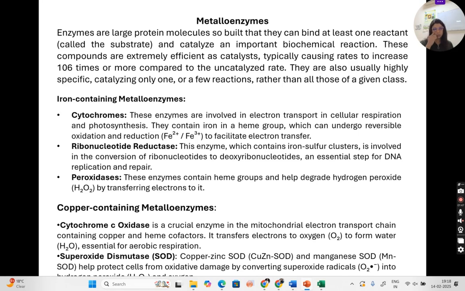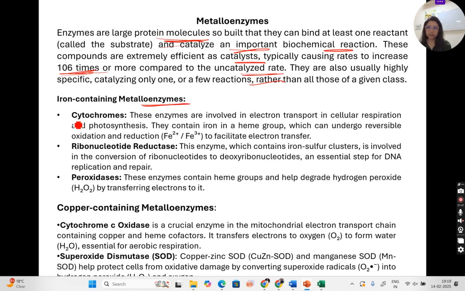So here is another topic, which is metalloenzymes. They are simple topics. We just need to memorize them to get the simple questions. Metalloenzymes are enzymes which are large protein molecules, and they have at least one metal reactant substrate to catalyze an important biochemical reaction. These compounds are extremely efficient at catalysis, and they can increase the reaction rate by 10^6 or more compared to uncatalyzed rates. They are also usually highly specific, catalyzing only one or a few reactions. Now we will discuss them one by one, because a question can come like this, which of the following contains iron, copper or something like this. So first of all, iron containing metalloenzymes.